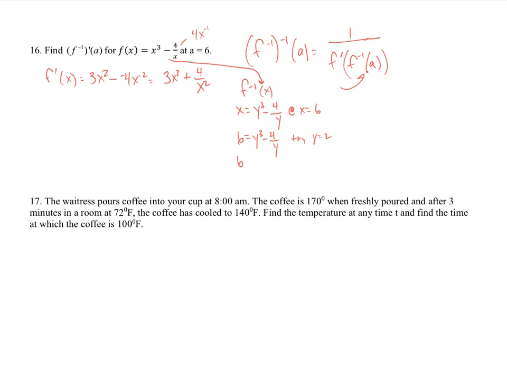So I end up with 6 equals, this becomes 2 cubed minus 4 over 2. 2 cubed is 8 minus 2. Yep, it checks out. So y ends up being our value of 2 here. So now we know that y is 2, so that means that's the a.